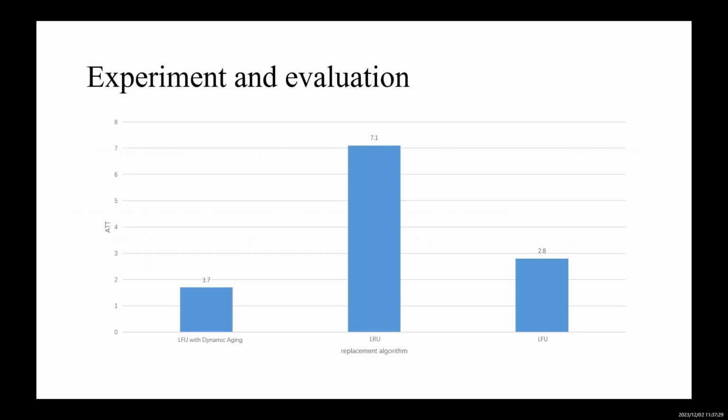After experimental testing, it was found that the algorithm with the lowest average access time was the LFU with dynamic aging algorithm, which reduced the average access time by increasing the cache hit rate, and therefore it has the best performance.